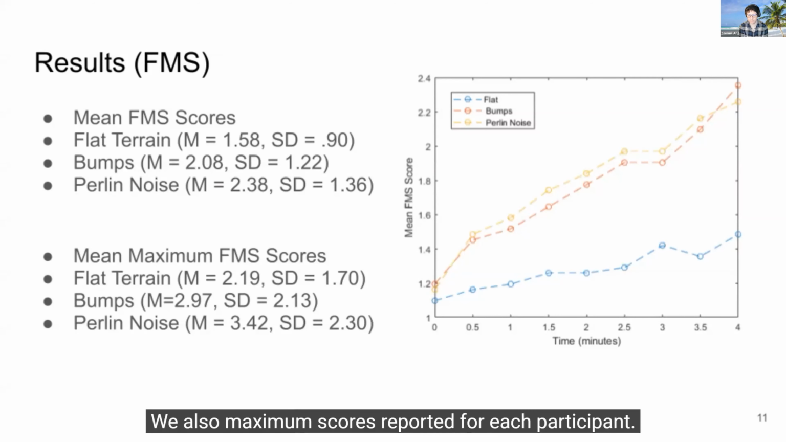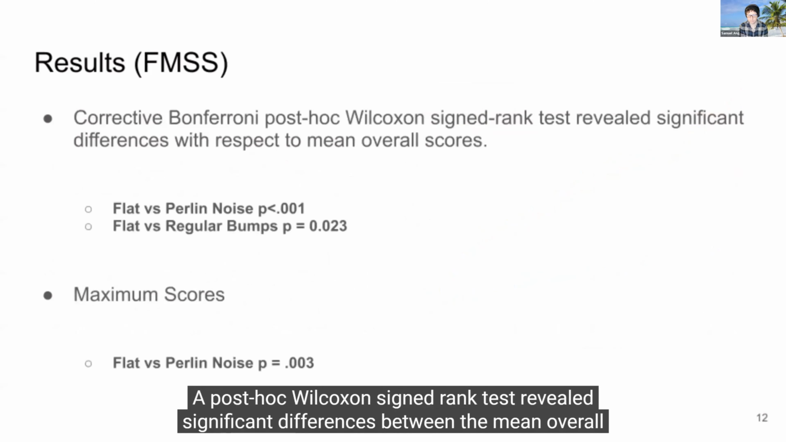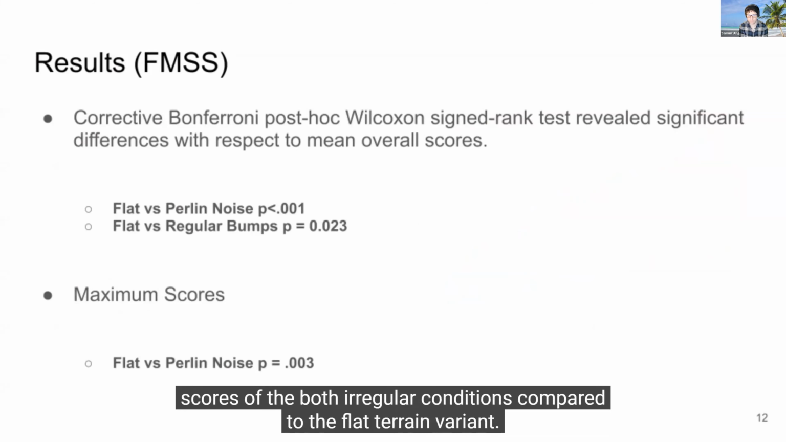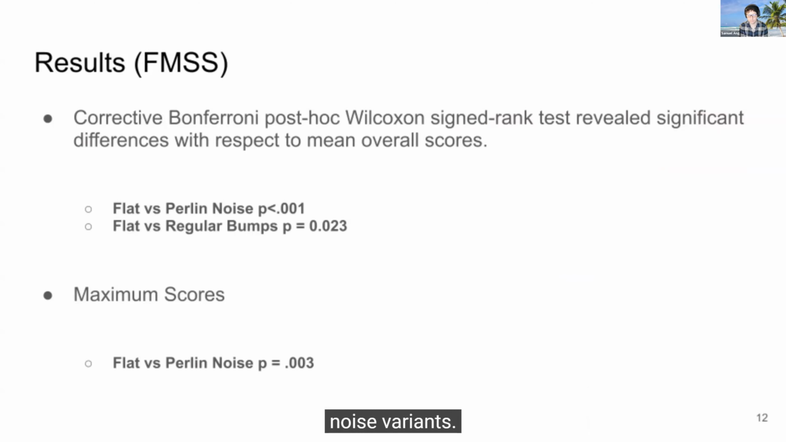We also collected the maximum score reported by each participant. We performed a statistical analysis on these results. A post hoc Wilcoxon signed rank test with Bonferroni correction revealed significant differences between the mean overall scores of both uneven conditions compared to the flat terrain variant. This also held true for differences between the maximum scores of the flat and Perlin noise variants.